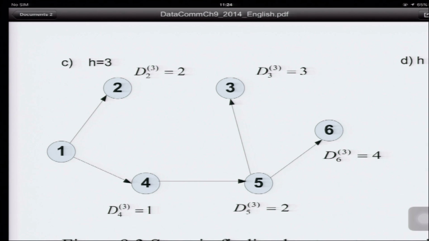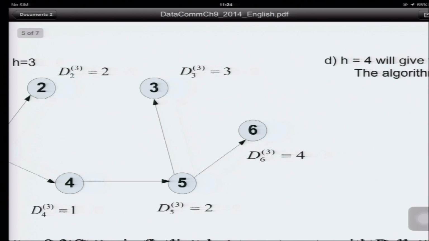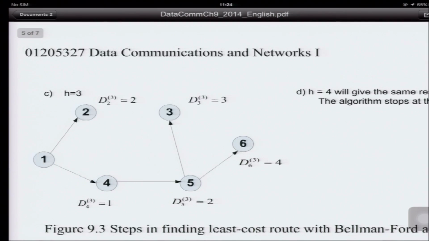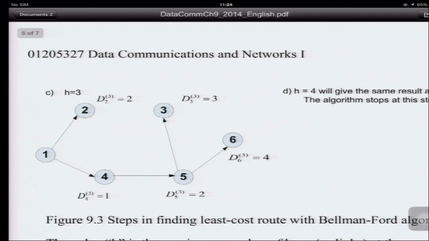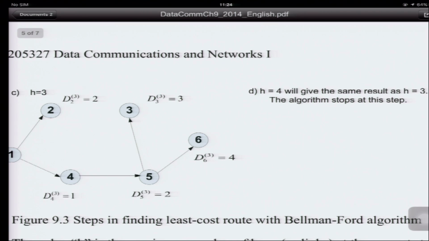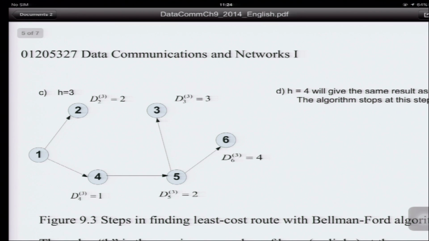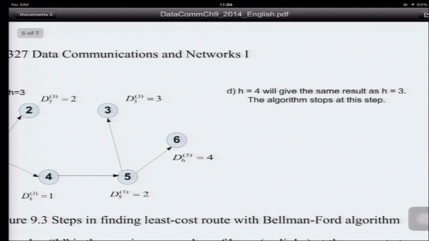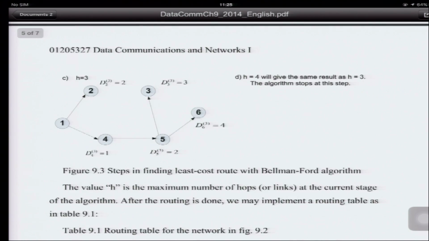Now, you have to keep doing this. You increase it to 4, and then you try to find the best route if you allow the hop to be at most 4 hops. It turned out that h equal to 4 has exactly the same answer as h equal to 3. So if you get the same answer, the algorithm will stop. When you increase the hop number and it has the same answer as the previous hop number, then that is your final answer. The algorithm will stop at this step.